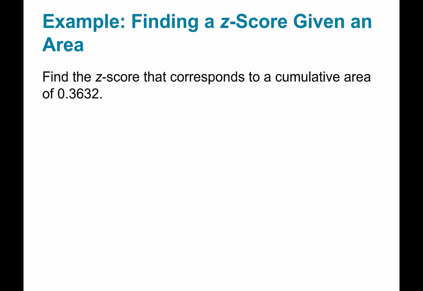So let's say we want to find the z-score that corresponds to a cumulative area of 0.3632. So our first step is going to be the exact same as it was in finding the areas. We want to sketch the area that we're given. So if I draw out my standard normal curve z, I know I'm given a cumulative area of 0.3632, so that means the area to the left of some value z that we don't know yet is 0.3632. Because this is less than 0.5, we know it has to be on the left-hand side of our mean.